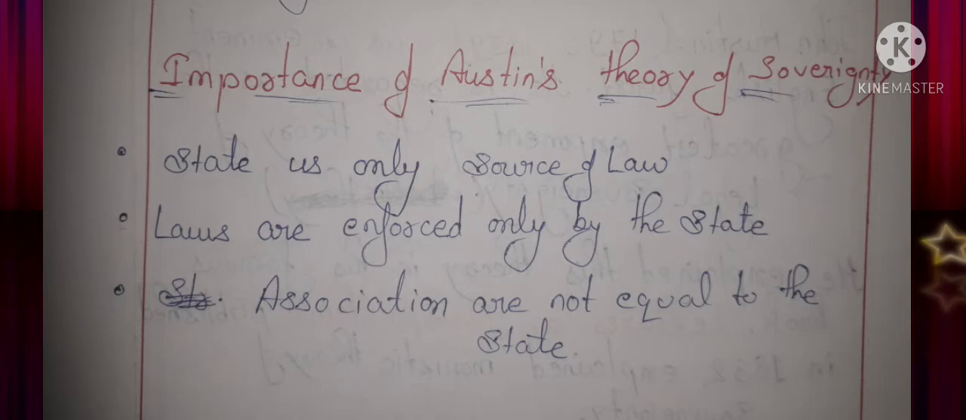Importance of Austin's theory of sovereignty. State as the only source of law. Laws are enforced only by the state. Associations are not equal to the state.